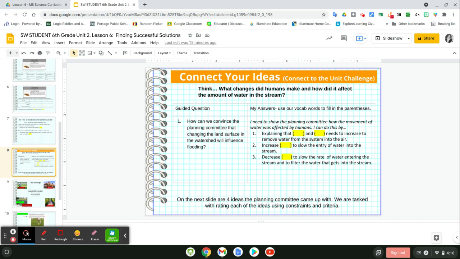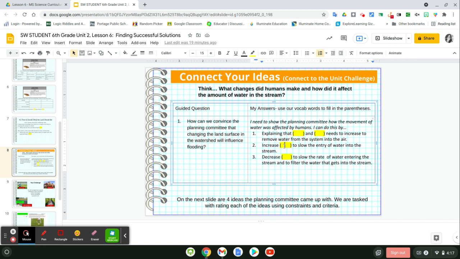Number 2, what would we want to increase to slow down the entry of water into the stream? What was a slower pathway of water going into the stream? Okay, so water needed to do something. First, go into the atmosphere, which would be number one. And then in number two, we want water to go somewhere else. That's a slower pathway. So, what's that vocabulary term there? That would cause water to go somewhere else.